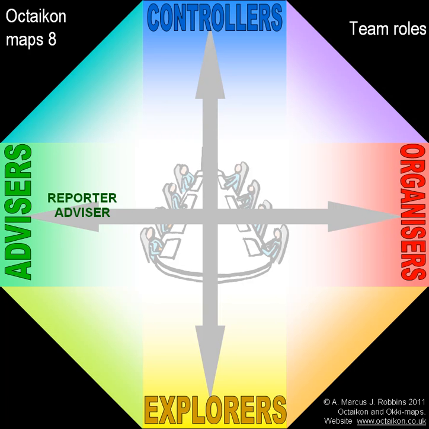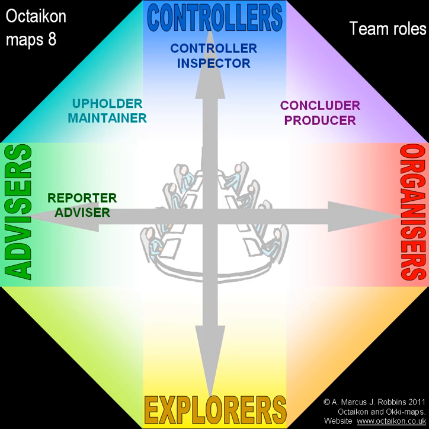Reporter advisors like to obtain and disseminate information. Upholder maintainers like to ensure the standards and processes are upheld. Controllers and inspectors like to check and audit the working of systems. Concluder producers like to operate established systems and practices on a regular basis. Thruster organisers like to establish and implement ways of making things work.